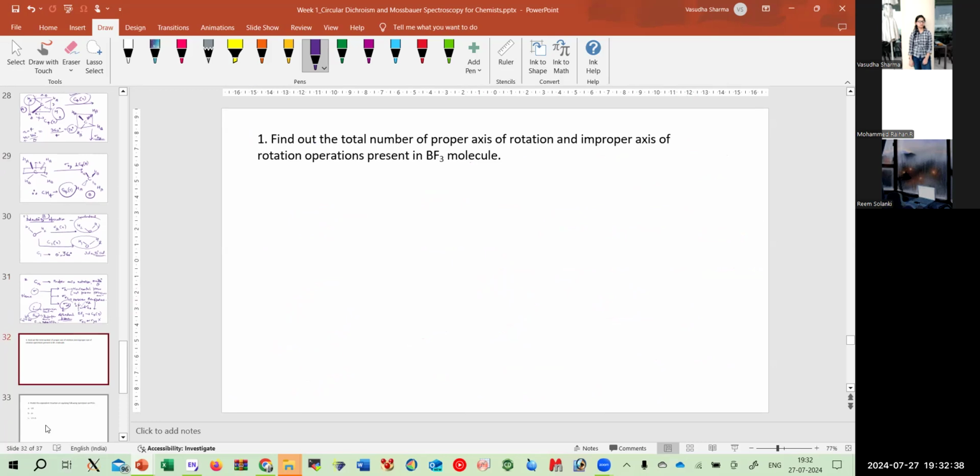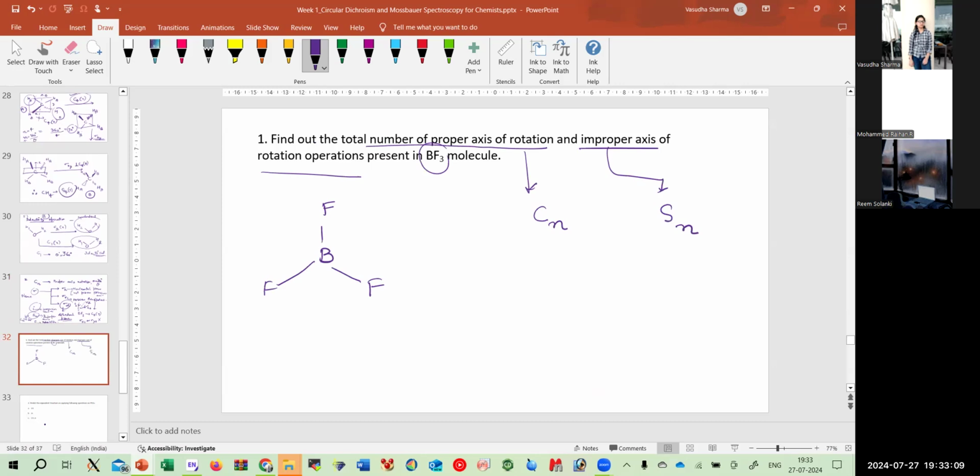Now, can you please tell me the number of proper axis of rotation and improper axis of rotation operations that exist in the BF3 molecule? We have already seen this molecule, so please try this example. First understand the question carefully. For proper axis of rotation, the symbol you should know is Cn. For improper axis, we are talking about Sn.